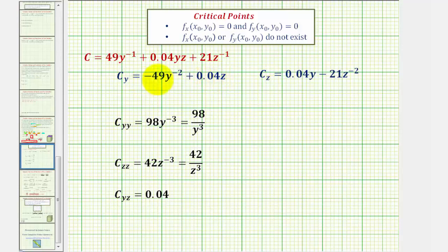So now we're going to set the first order partial derivatives equal to 0 and solve as a system of equations.